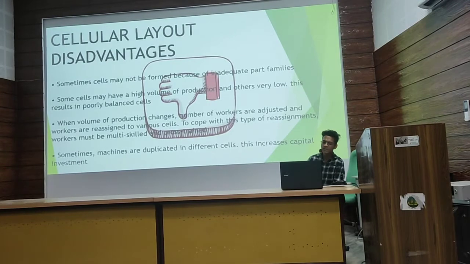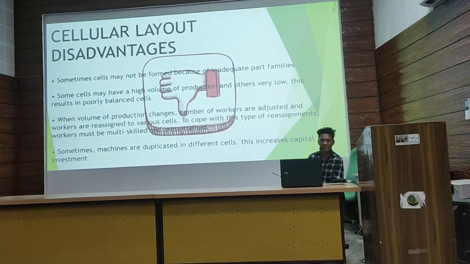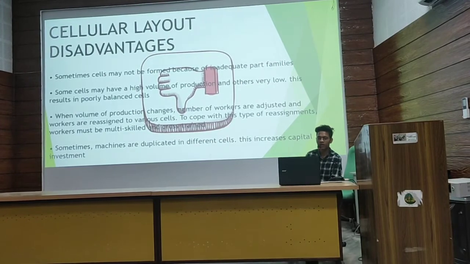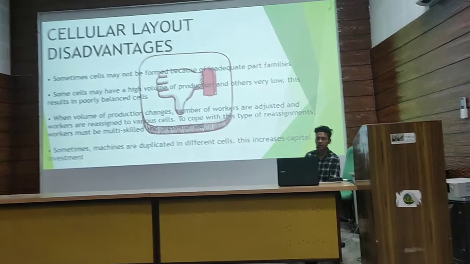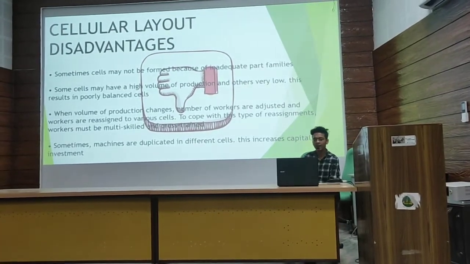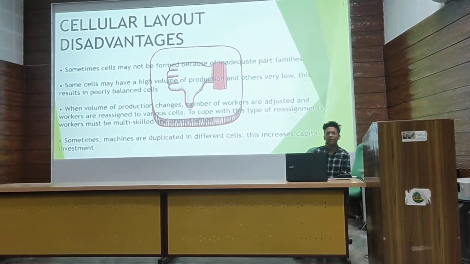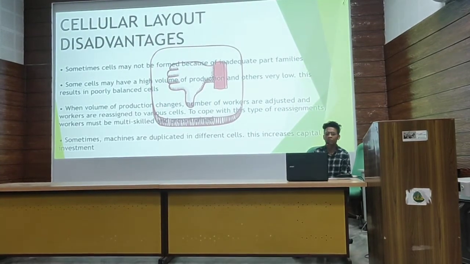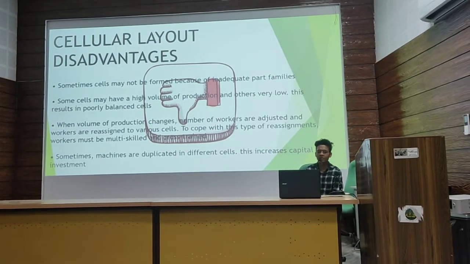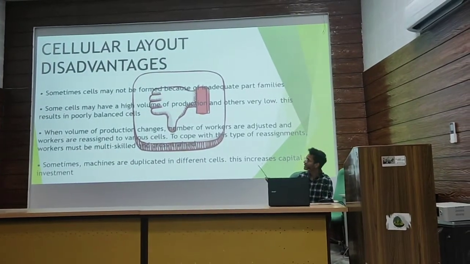The second is that some cells may have a high volume of production and others very low, so there are poorly balanced cells. When the volume of production changes, the number of workers is adjusted and workers are reassigned to various cells. To cope with this type of reassignment, workers must be multi-skilled and cross-trained. Which means that, as we know if you work in a factory, production always changes. Sometimes it's high, sometimes it's low. So according to that, we need to rearrange our workers also. That is where this lacks.